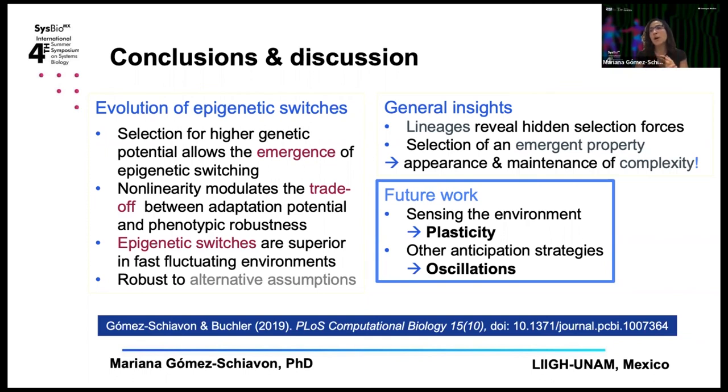And I didn't show you this, but we actually tested very different alternative assumptions, conditions, et cetera, and the qualitative observations here are robust to that. In terms of general insights, we observed that lineages are important to reveal these hidden forces. We couldn't get this without observing the parental lineages. We are also showing how natural selection can act over emerging properties. And this is important to understand appearance and maintenance of complexity. And as future work, we are looking at what happens when you add the potential for sensing the environment, this is plasticity, and other anticipation strategies such as oscillations. All this is published and available in this paper here.